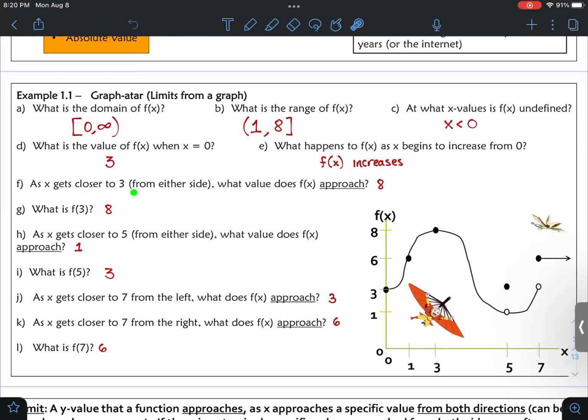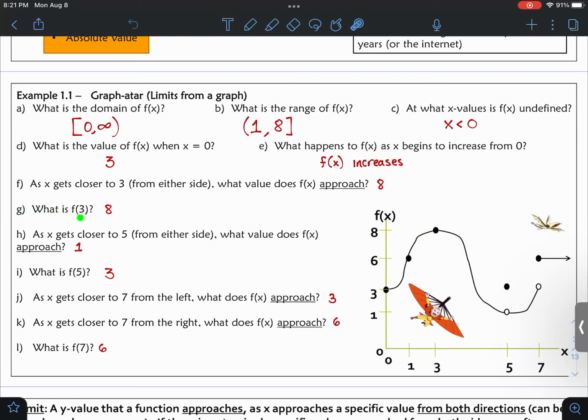As x gets closer to 3 from either side, what value does f of x approach? So now we're getting into more calculus questions. As we approach 3, as x is changing, what is f of x doing? Well, whether you come in from the left side or from the right side, the y values are getting closer, closer, closer to 8. So this is our first real indication of the concept of a limit. What is f of x doing as we approach a certain x value?